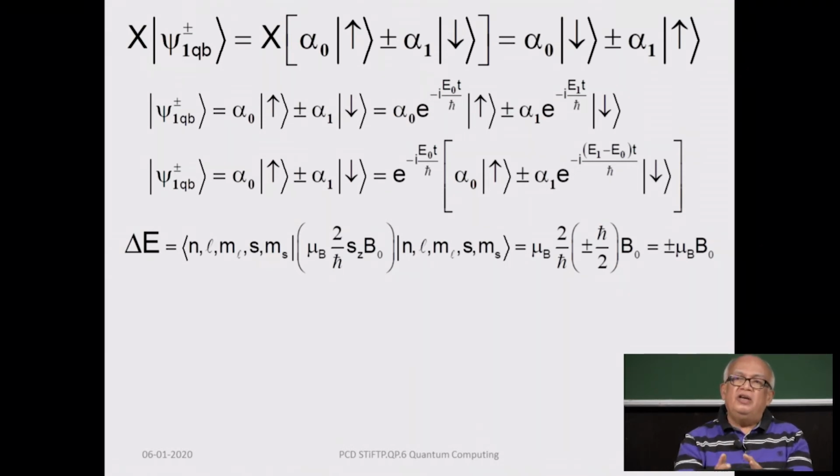And this perturbation is going to lift the degeneracy. So there is a certain symmetry which existed before you applied this perturbation. That symmetry is now broken by the perturbation, and the degeneracy is lifted. And there are now two energy levels. One is E0, the other is E1.